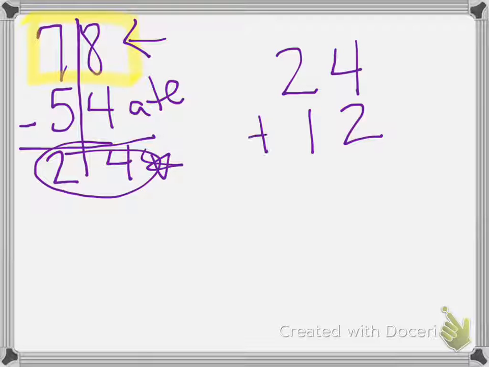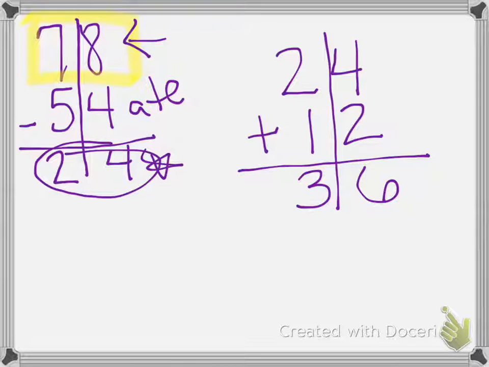So we're going to put a plus sign here to show our work. And we know we start in the ones place. So 4 plus 2 is 6. And 2 plus 1 is 3. So now we have 36 pieces of candy.